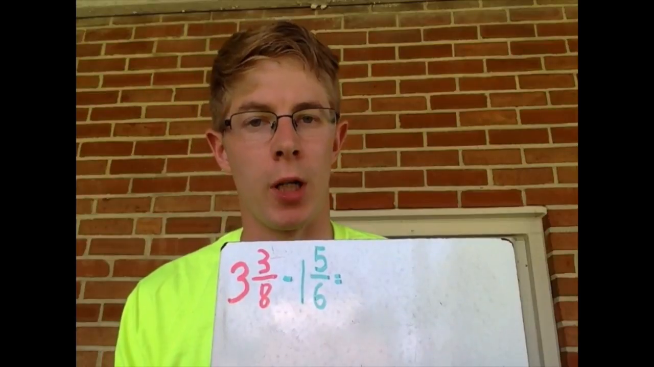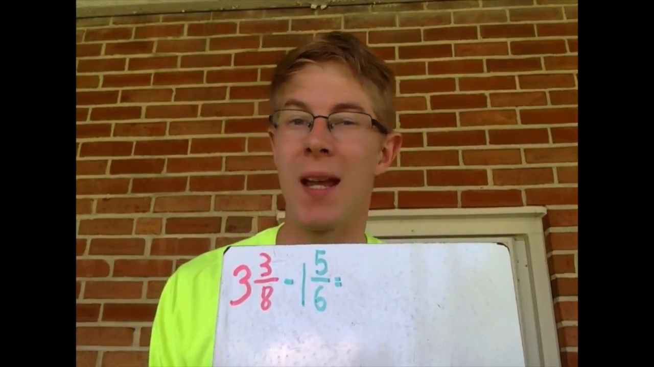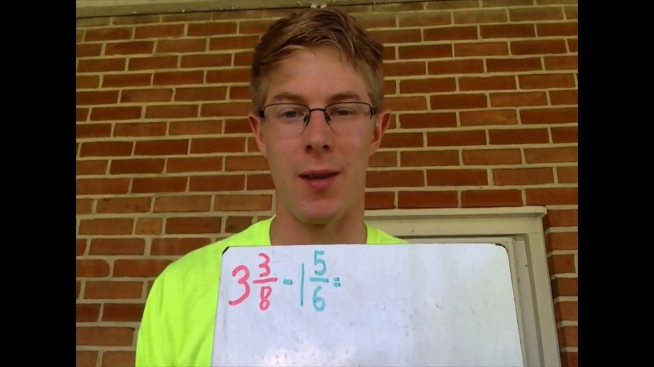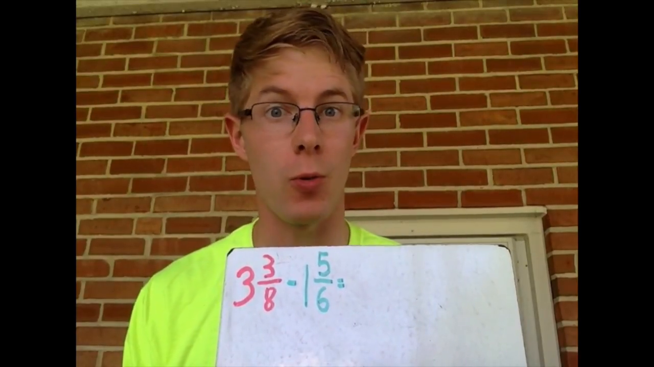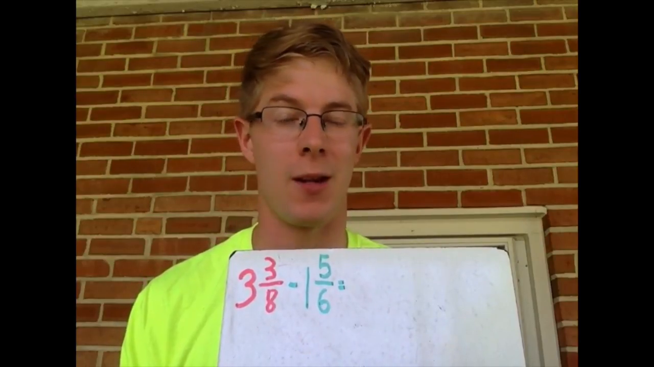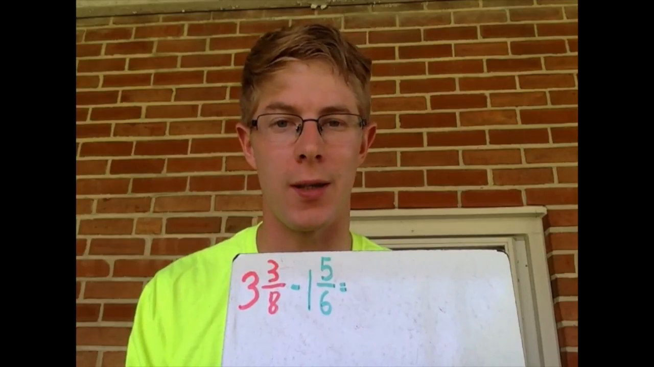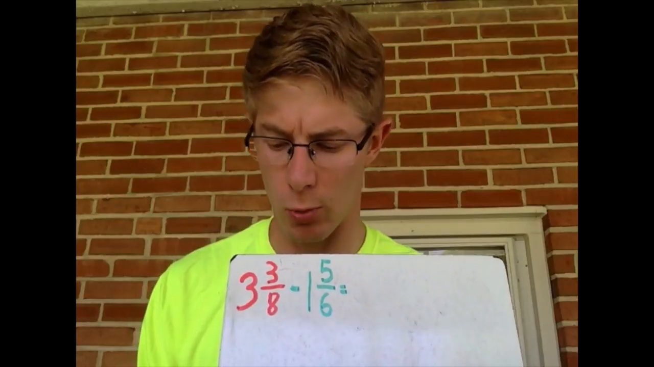The second problem that we're going to do then, like I said, is going to be a subtraction problem. This time, though, we're going to mix in some mixed numbers into this and talk about how we solve that if we do have mixed numbers. Whenever dealing with fractions and having mixed numbers, I would always recommend turning them back into improper fractions. And the way that we go about doing this is a method that we refer to as swoosh.